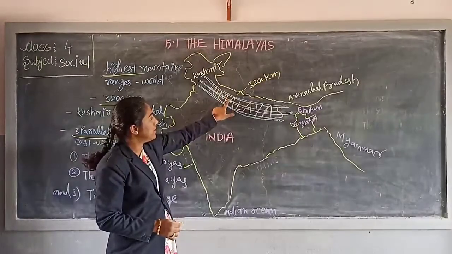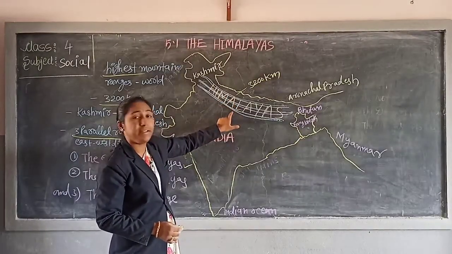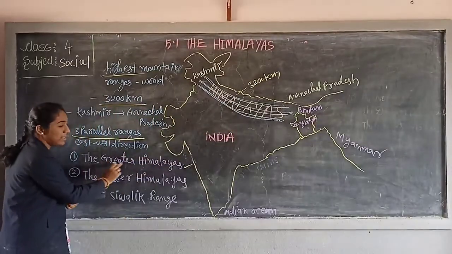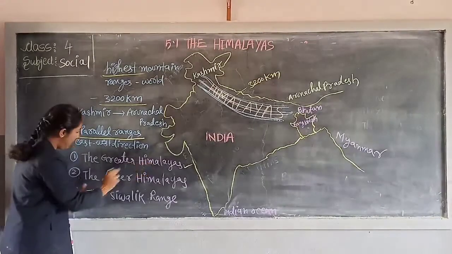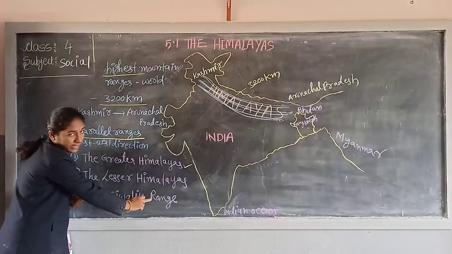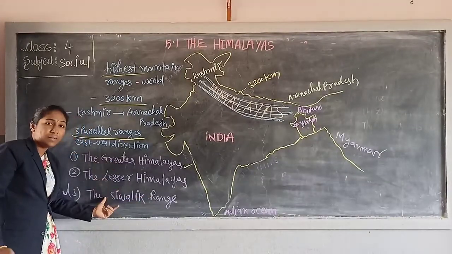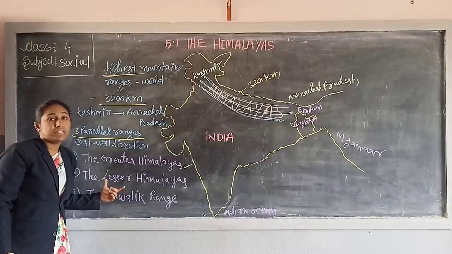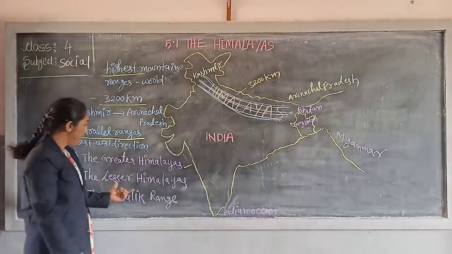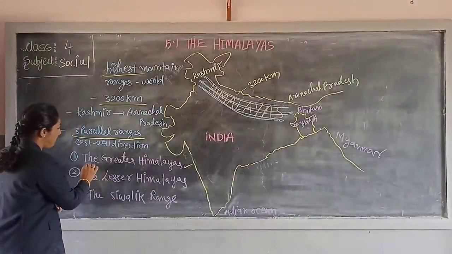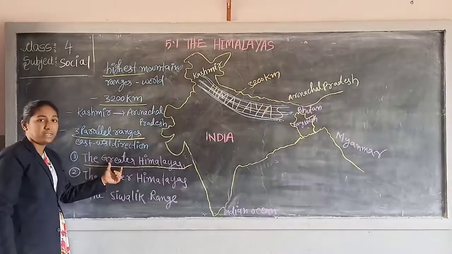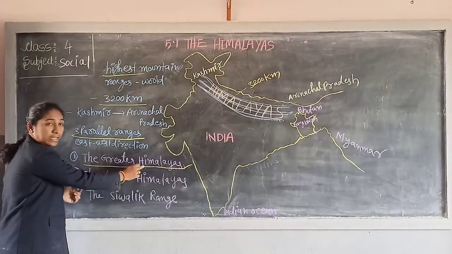Look here, these three lines are the three parallel ranges of the Himalayas. The first parallel range is the Greater Himalayas. Next, the Lesser Himalayas. Third one, the Siwalik range. These three are what, Nana? These three are the three parallel ranges of the Himalayas. Now, let us see about the first range, the Greater Himalayas.